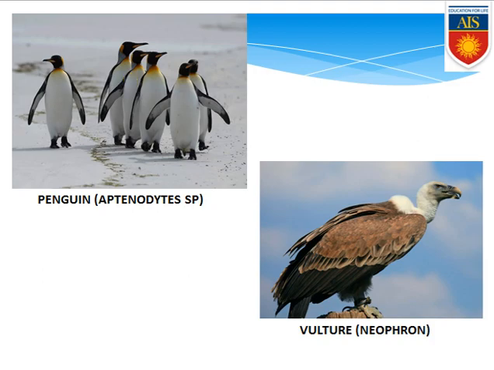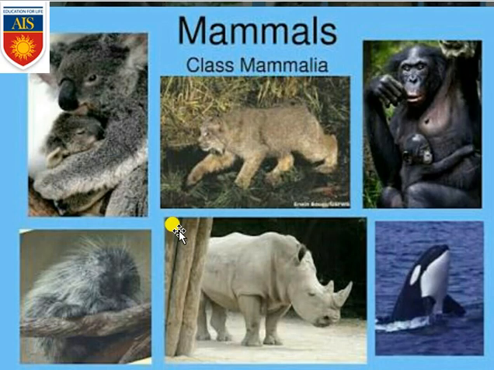Now we have come to the last class, that is class Mammalia, and obviously this specific class has the mammae. Mammae means mammary gland. So for that reason they are called Mammalia. First of all we need to discuss the basic features of the mammals.